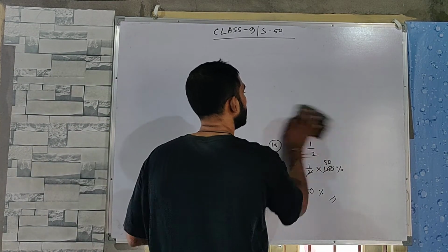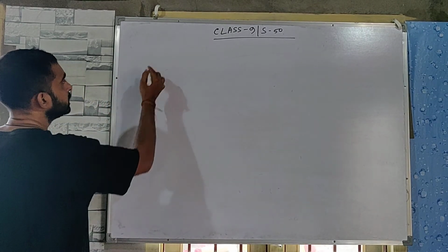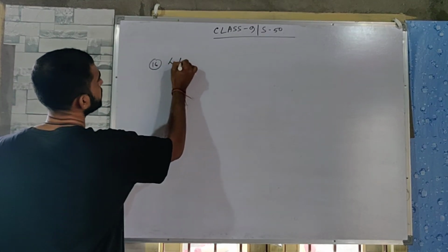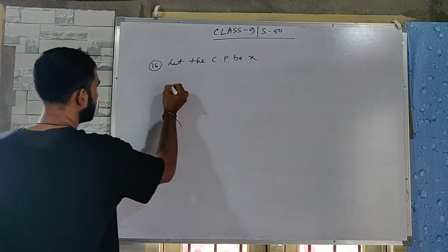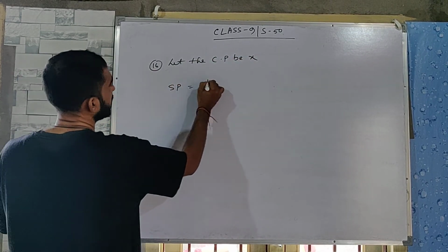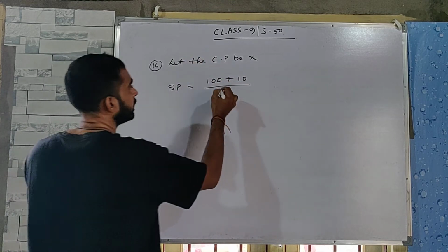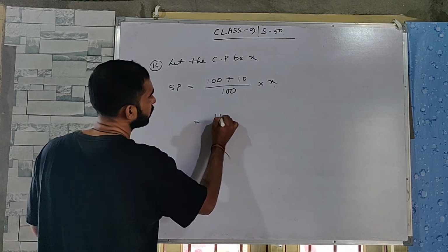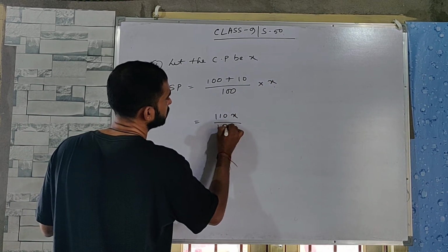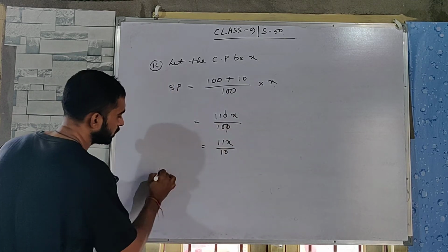So first of all, let the CP be X. Therefore, SP equals 100 plus gain percent, that is 10%, divided by 100, into CP. CP equals X. So SP equals 110X by 100. Cancel them: 11X by 10.